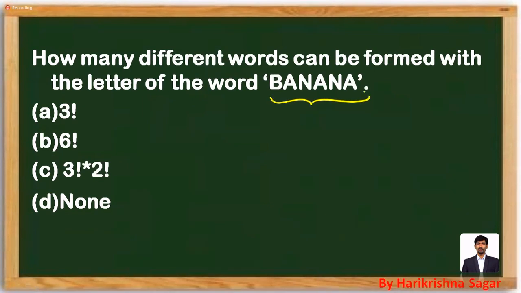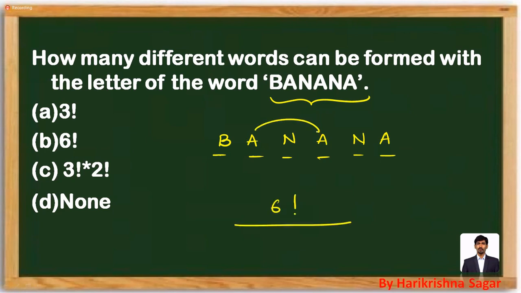In how many ways can we rearrange the letters of the word "banana"? If you observe, how many letters are there in banana? Are they all distinct, or alike, or together? First understand: there is no condition of together. They are asking in how many different words can be formed using the letters of the word banana. We can observe 1, 2, 3, 4, 5, 6. Six letters are there, so you can say 6 factorial.